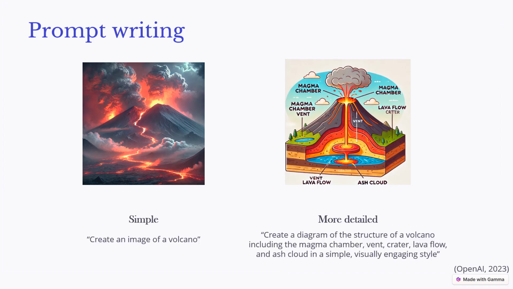If, however, you wanted something specific, you just have to tell DALL-E that. So here I've asked for a diagram of the structure of a volcano. I asked for specific elements to be shown, and I mentioned a style that I wanted. I said a simple, visually engaging style, and this is what it gave me. If I wanted it to be in a different artistic style, I could mention that as well.